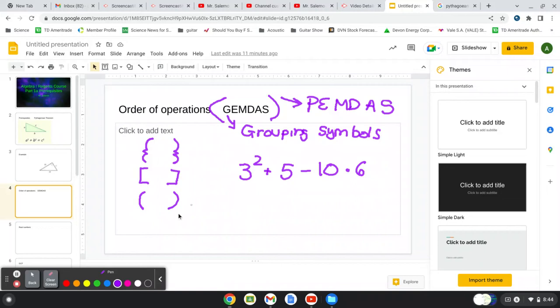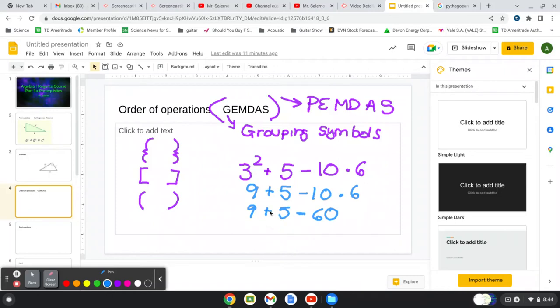So 3 squared, we know. Let's change it to blue. Why not? 3 squared is 9. Just follow it through, even if you see the answer already. And then the next one, we have to do multiplication. So we have 9 plus 5 minus, keep that minus symbol, minus 60. It's negative 10 times 6.